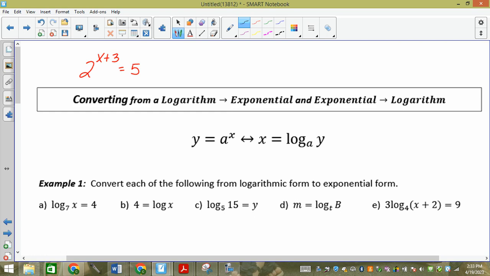Then I know how to do that. I can subtract the 3. I can solve for x. Life is good. Okay? So if you're asked to solve an exponential and you cannot make it common base, the way to solve it is by converting it to a log.